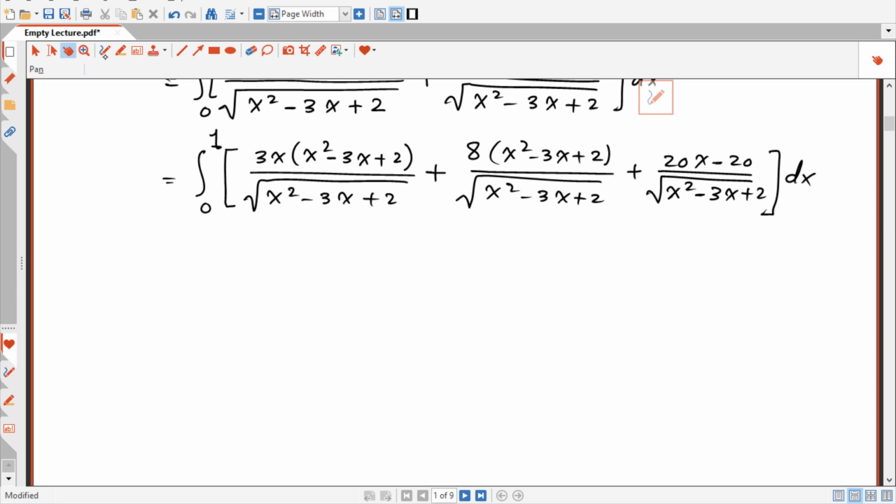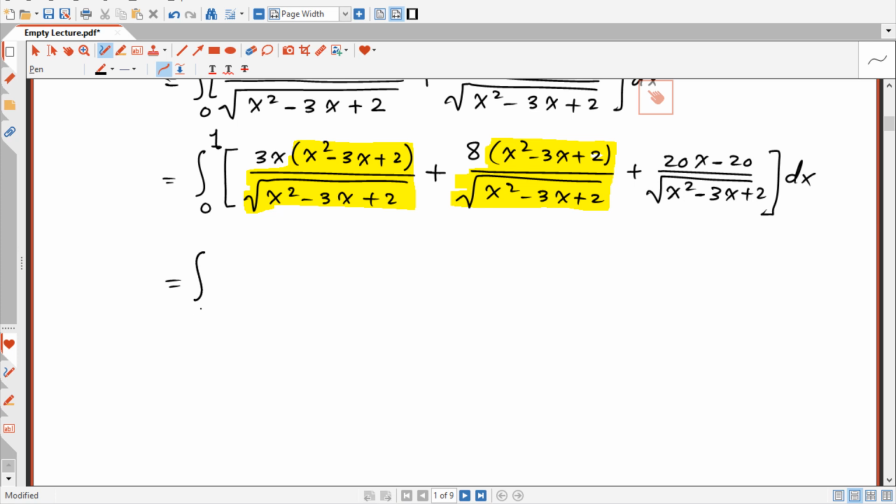Now, if we look at this term here marked in yellow, and this term here, they are equal, they are the same. Except that this term is multiplied by 3x and here it is multiplied by 8, so we can add that up and simplify the expression.